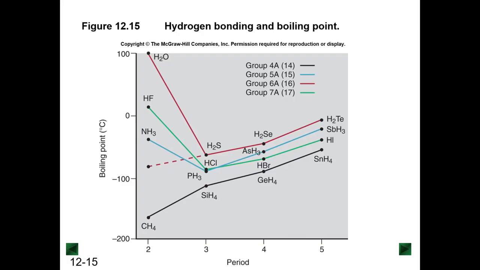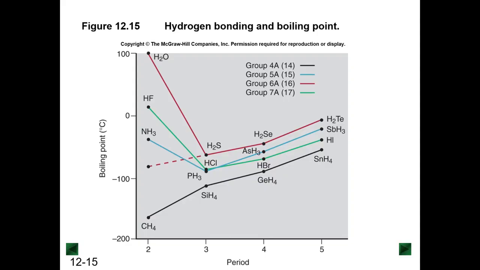That's the halogens. Hydrogen fluoride has an anomalously high boiling point compared to hydrogen chloride, hydrogen bromide, and hydrogen iodide, which show a normal increase as you go from period 3 to 4 to 5 as the atoms get bigger. Ammonia shows the same thing. NH3 has an anomalously high boiling point relative to PH3, relative to AsH3, relative to SbH3. And the common names of those molecules are ammonia, phosphine, arsine, and stibine. And so we see those three molecules, H2O, HF, and NH3, have unusually high boiling points.